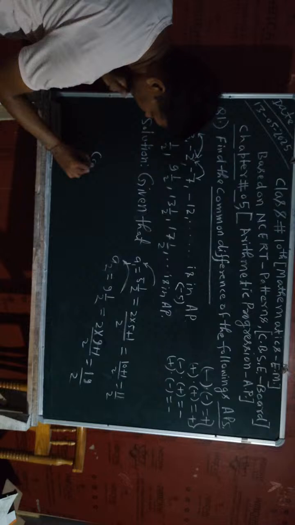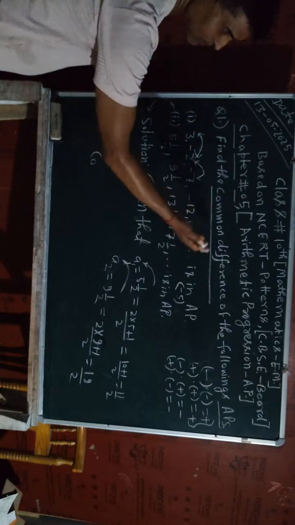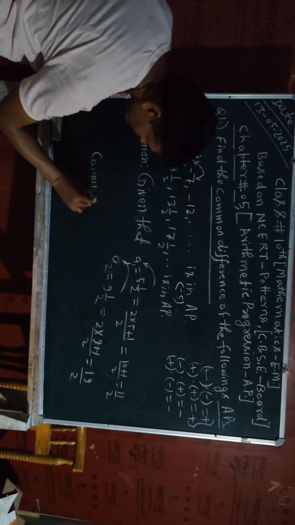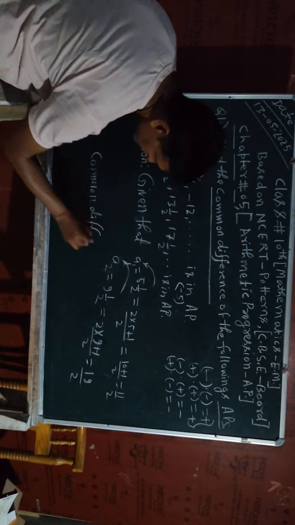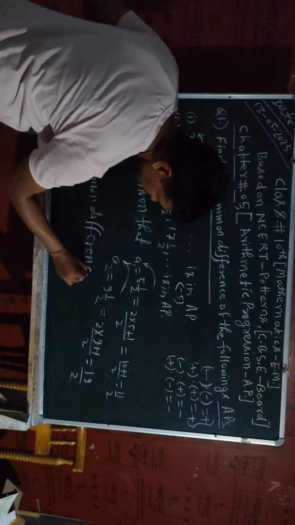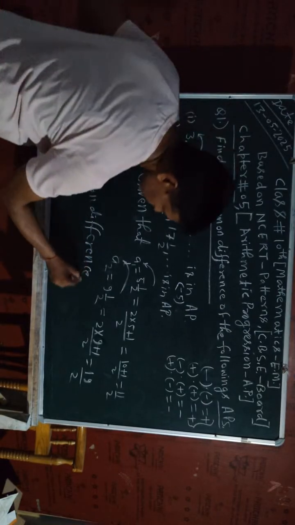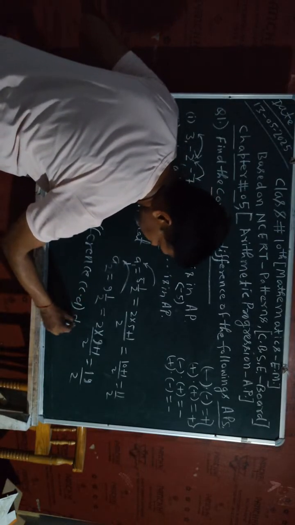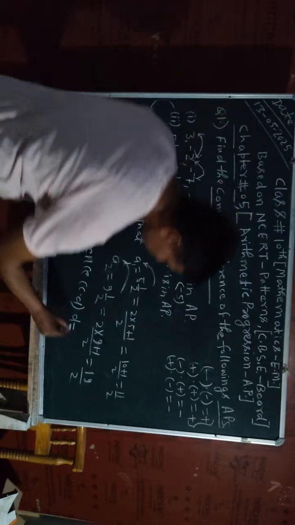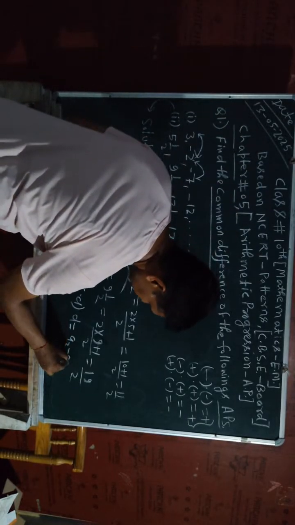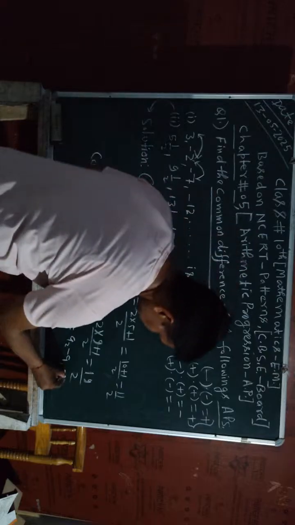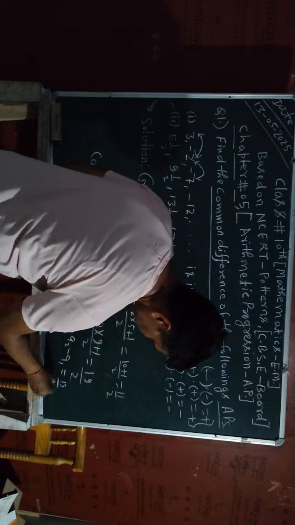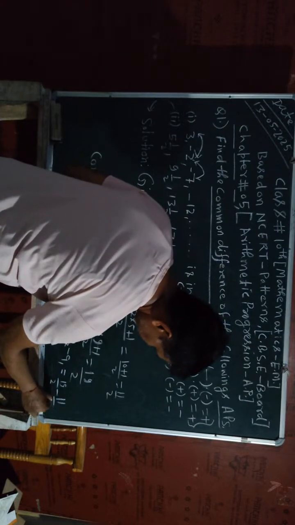So here I will write common difference, because I have to find the common difference that is asked in the question. Common difference is also written in shortcut as CD, or I will say D, and the value of D will be A2 minus A1. So here I have to write its value. So A2 value is 19 divided by 2 minus 11 divided by 2.